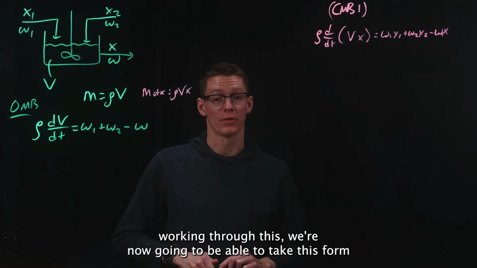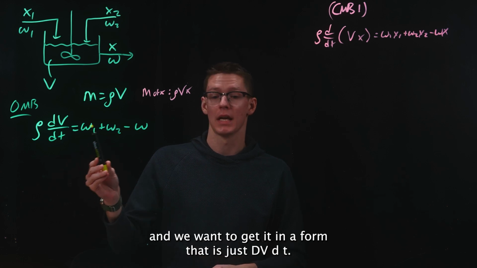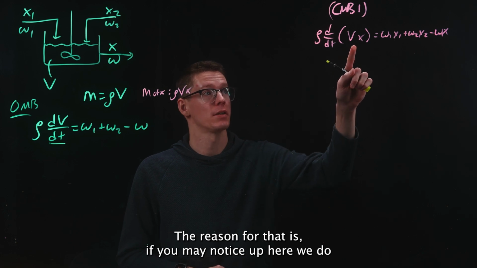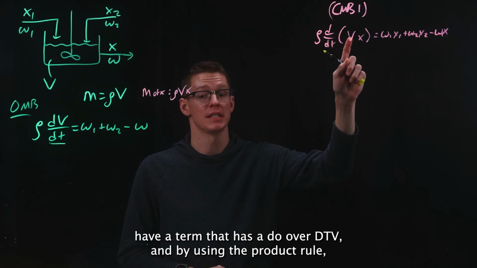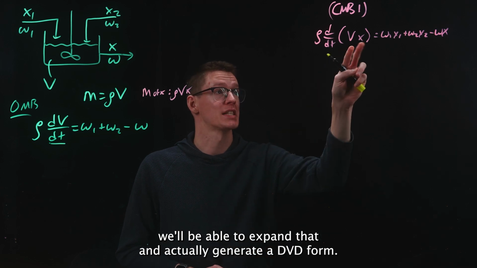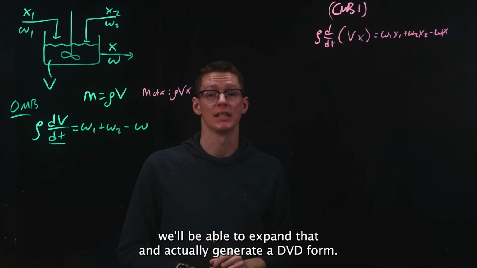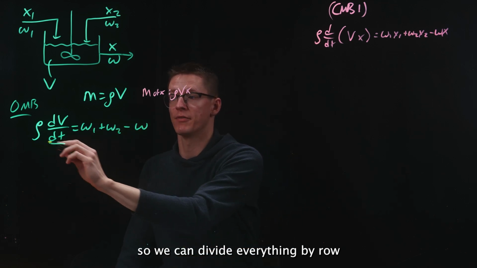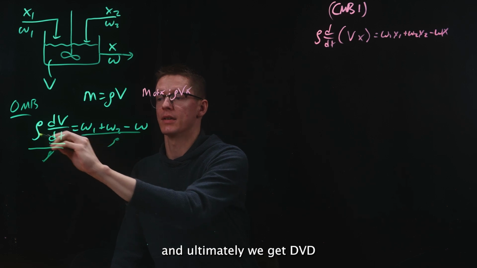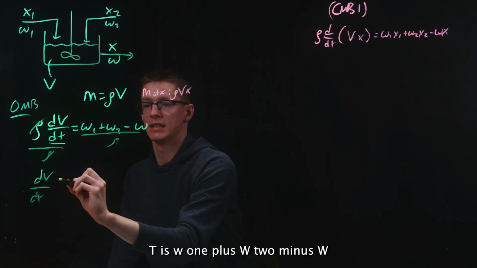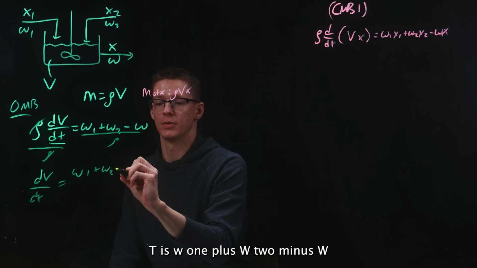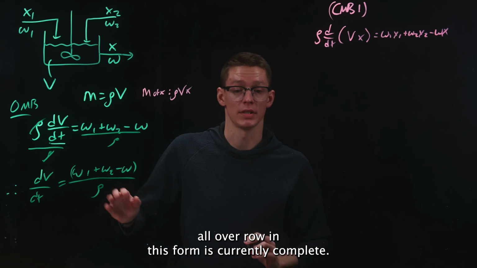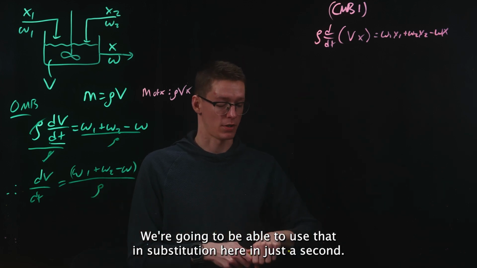As we continue working through this, we're now going to take this form and get it into a form that is just dV/dt. The reason is that up here we have a term with d/dt of V, and by using the product rule we can expand that and generate a dV/dt form. We've already pulled out our rho term, so we can divide everything by rho, and ultimately we get dV/dt is (w1 + w2 - w) over rho. This form is complete, and we're going to use it in substitution in just a second.